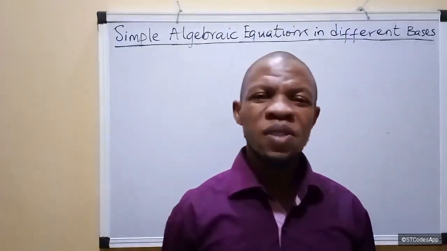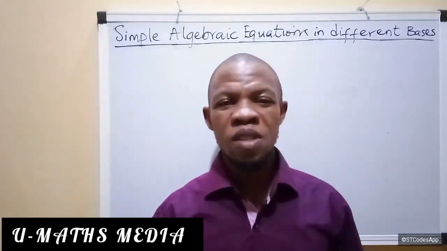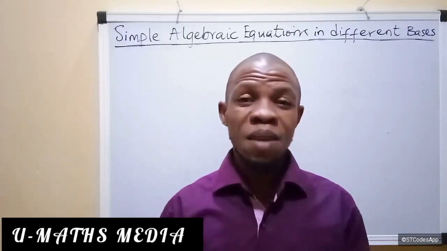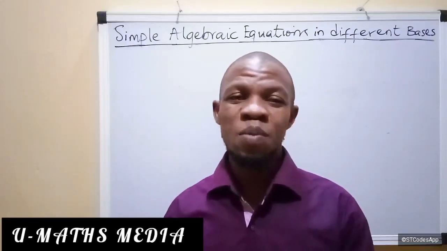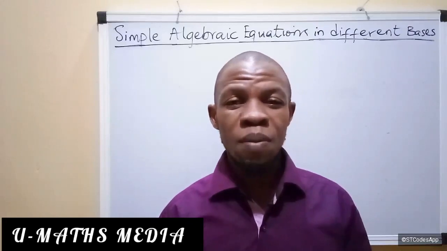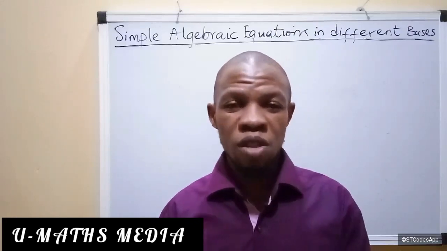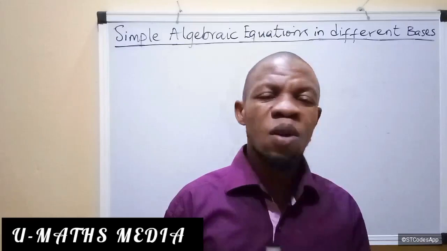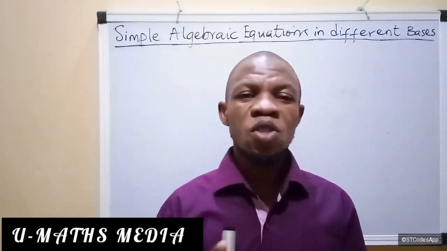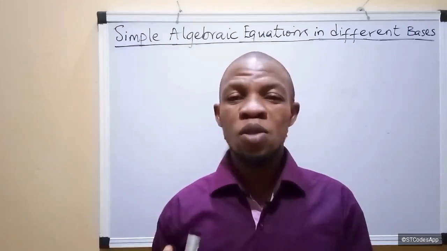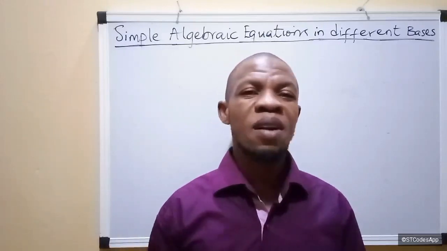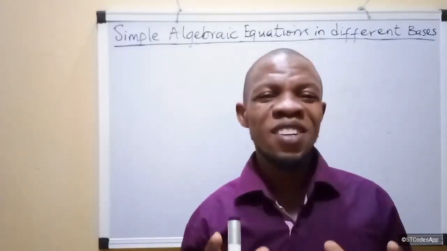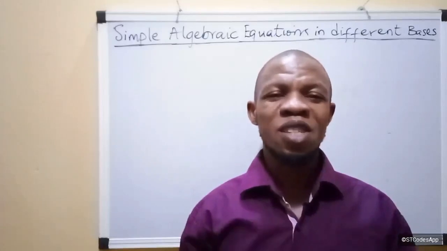The last class we dealt with simple algebraic equations in different number bases, and today we are going to look at the same kind of issues but different examples. The last class we dealt with a problem that resulted into an algebraic equation which we resolved using the factorization method. Today we are going to solve another problem that will result into also an algebraic equation, but this time around we are going to resolve it using the completing the square method.